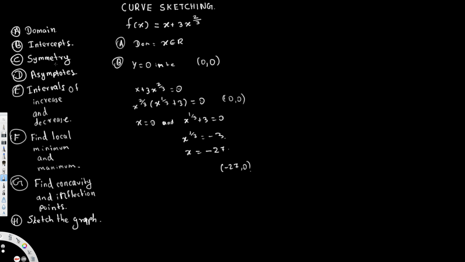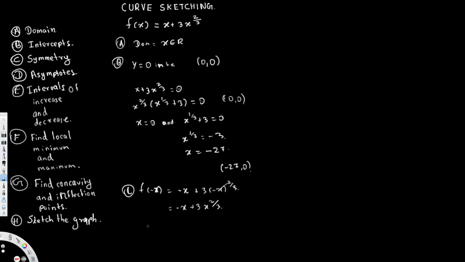Now I have to find whether it is symmetrical or not. To check symmetry, I have to set this into f of negative x and see whether it is symmetrical. First of all, if I set f of negative x, what I will get is negative x plus 3 times negative x to the power 2/3. The first term remains the same, and in this case if you square the negative x, that's going to be positive x. So it's going to be plus 3x^(2/3).